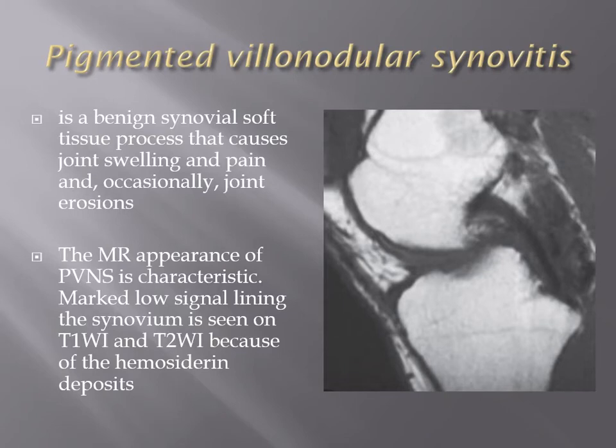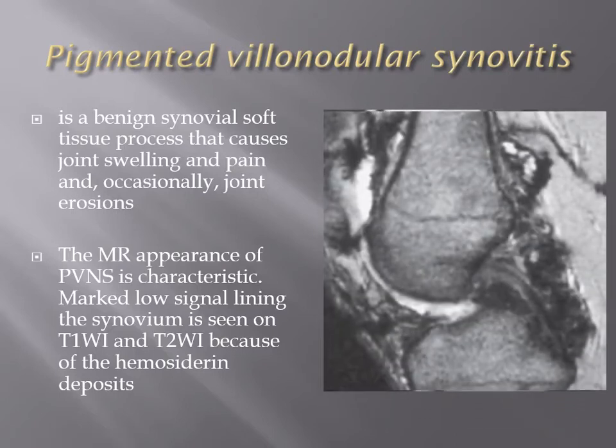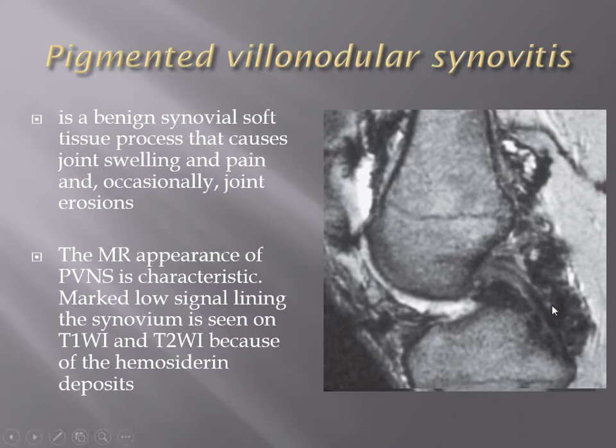So, pigmented villonodular synovitis is also a benign process, causing joint swelling and pain with joint erosion. On MRI, characteristically, it will be low signal lining the synovium. It's seen in T1 and T2 weighted images. As you can see, there is abnormal low signal intensity in the synovium on T1 weighted image. On T2, it also shows low signal because of the hemosiderin deposition.